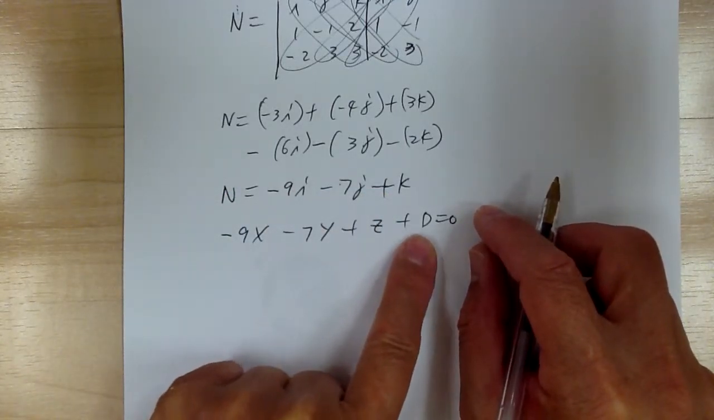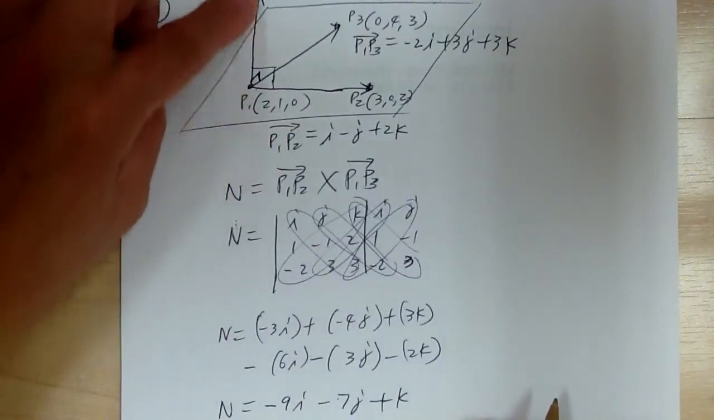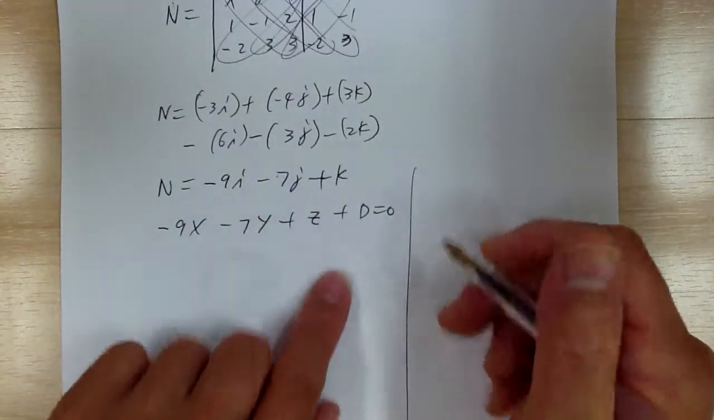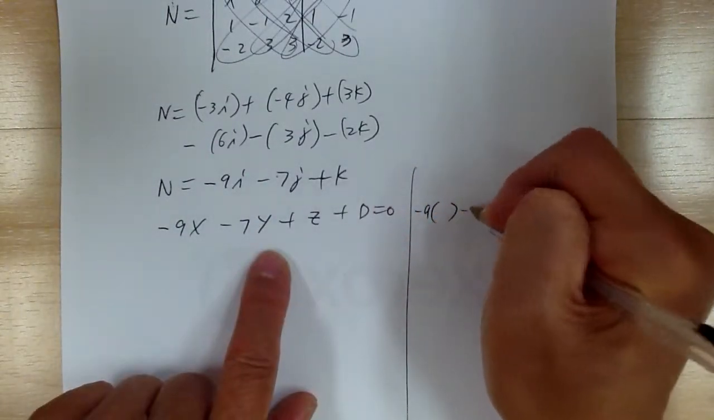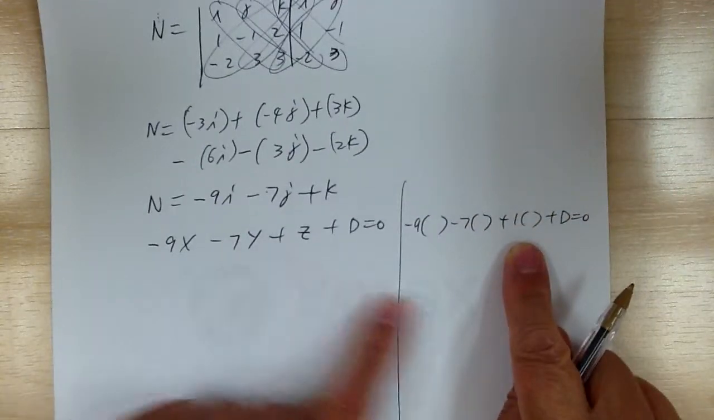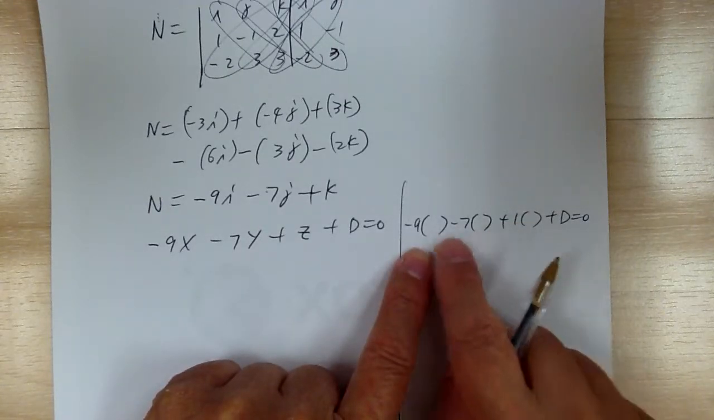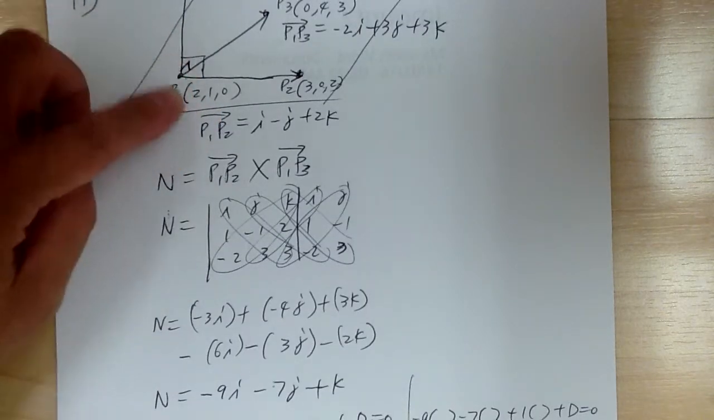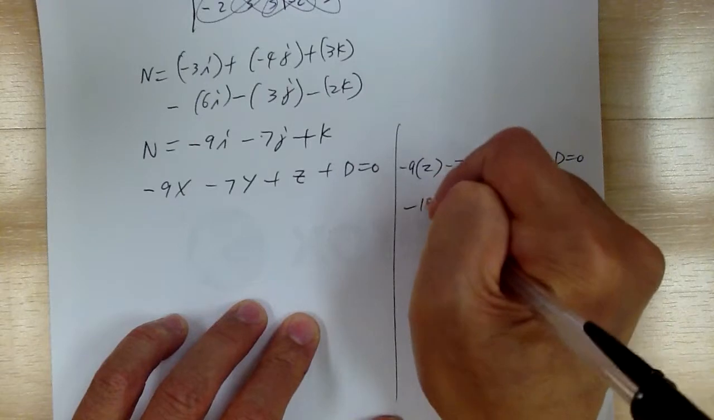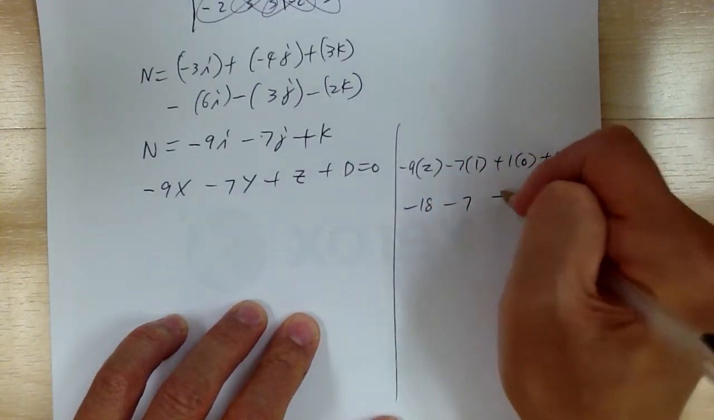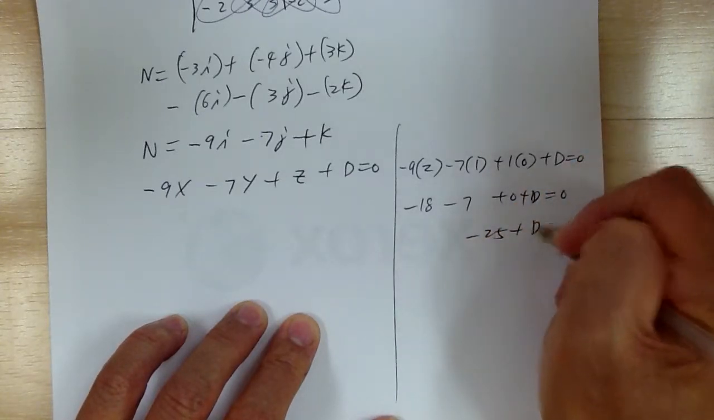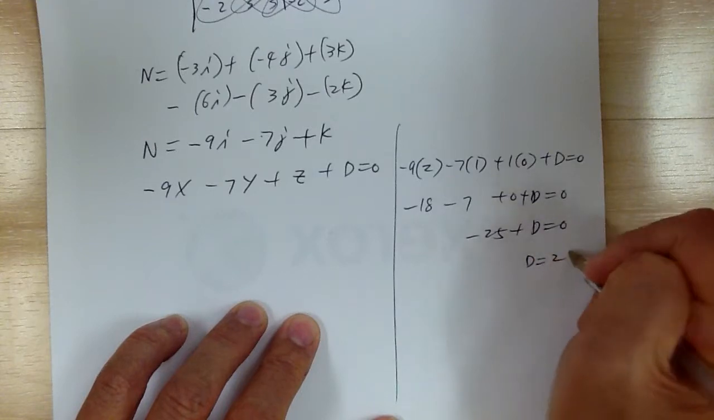So now you have to look for d. To find d, you have to put a point on the plane in there. So let's go off to the side and look for d. You have negative 9 times blank minus 7 times blank plus 1 times blank plus d equal to 0. The point you want to put in here is 2, 1, 0, because this point is on the plane. So you get negative 18 minus 7 plus 0 plus d equal to 0. Negative 25 plus d equal to 0, so d equals 25.